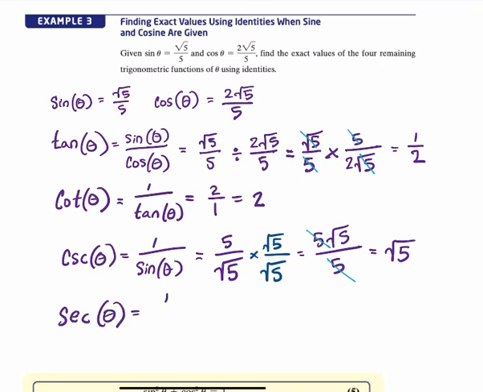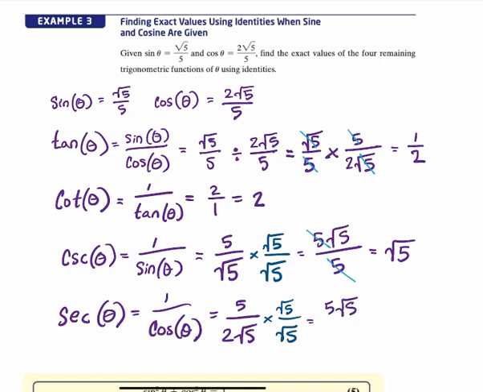The secant is the reciprocal of the cosine. So the cosine is 2 root 5 over 5, so let's flip that. It would be 5 over 2 root 5. So again, let's rationalize. I'll multiply by root 5 over root 5. So I will get 5 times the square root of 5 over 2 times 5, because again, these will become just 5. We'll cancel the square root.